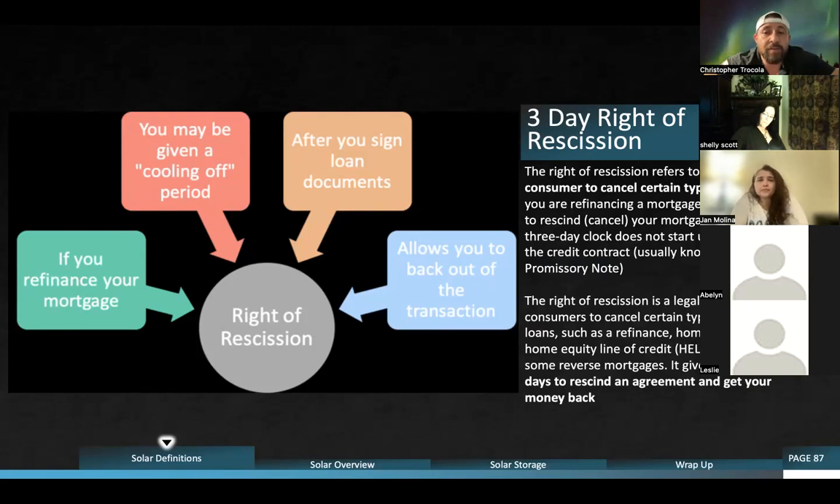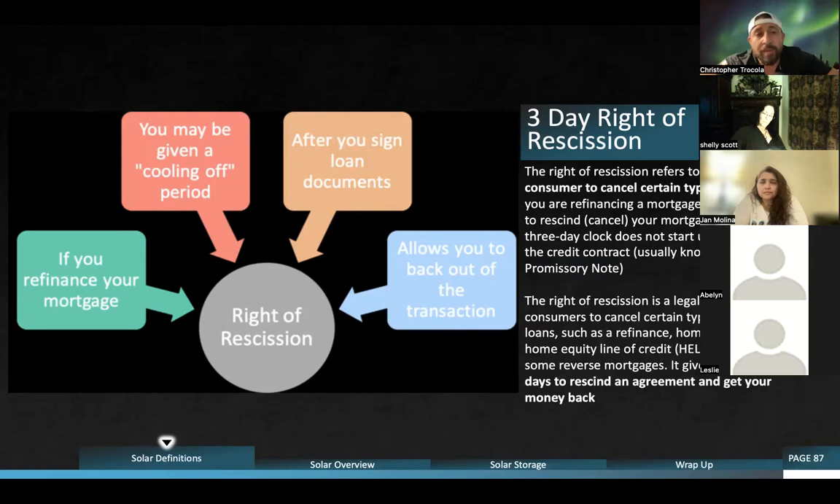The right of rescission is a legal right that allows a consumer to cancel certain types of loans, such as refinancing, home equity loan, home equity line of credit, or HELOC, and even some reverse mortgages. It gives them 3 days to rescind the agreement to get your money back or to cancel with no penalties in these types of cases. Solar loans fall underneath that category.